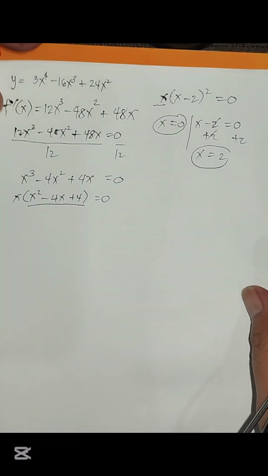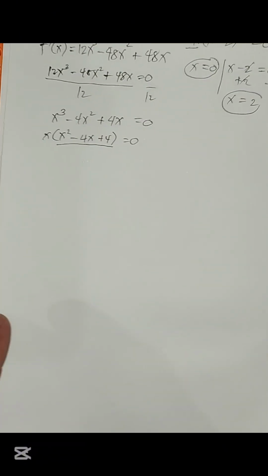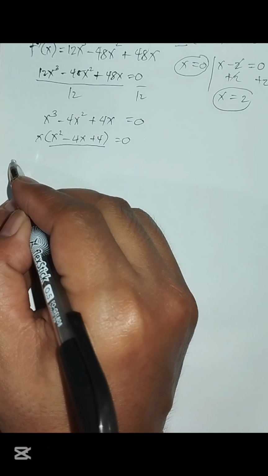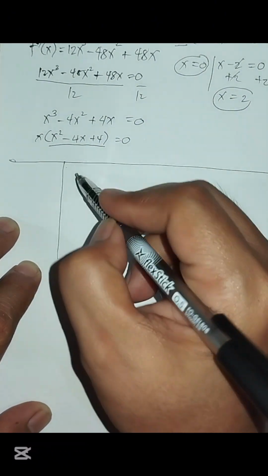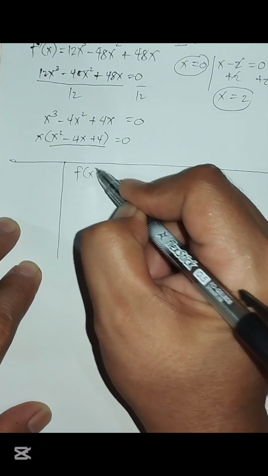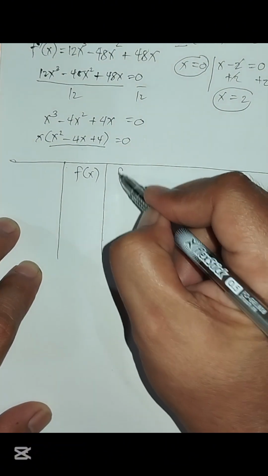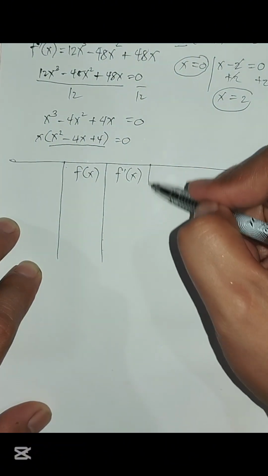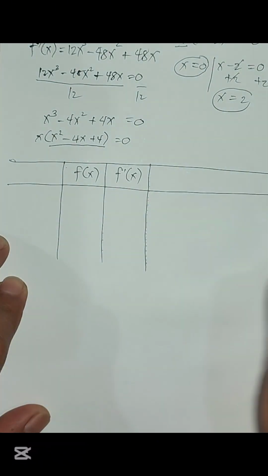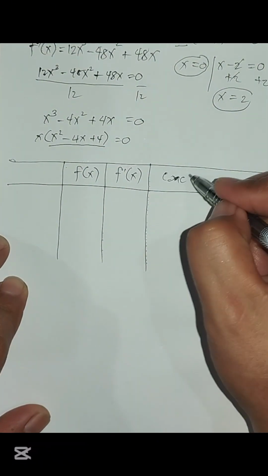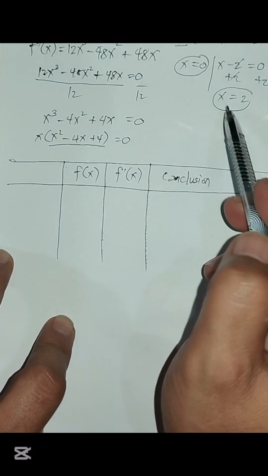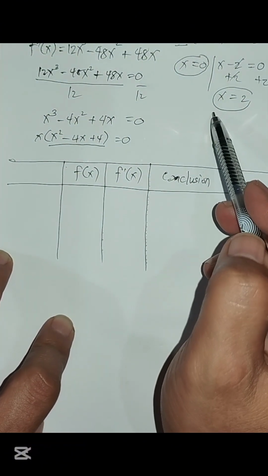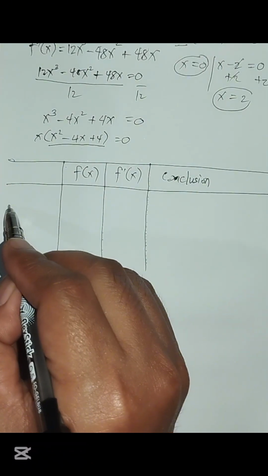So now, let's draw a table. For the first column, we have the interval, and then we have f of x for the second column, f prime of x for the third, and the conclusion for the last. Okay. So let's write the intervals. We have two critical points, so that means we have three intervals.